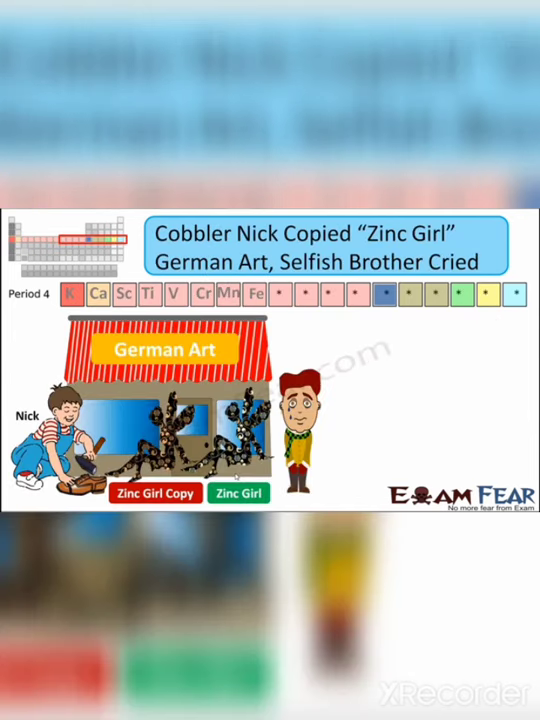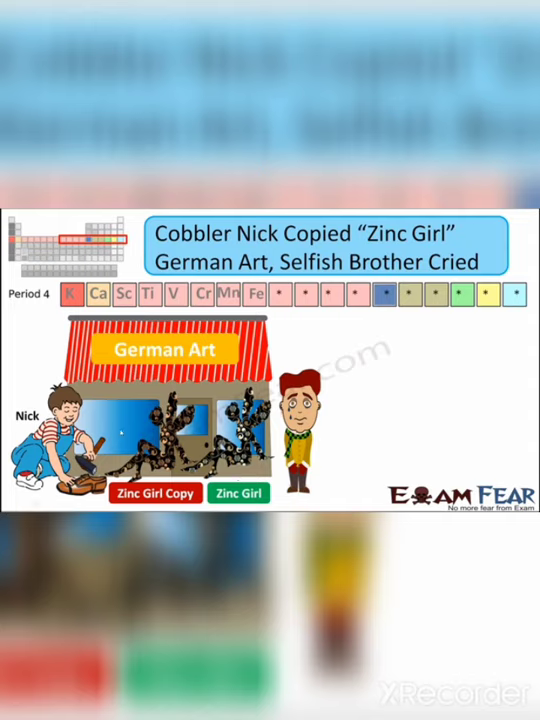Let's move on to the next half of period 4 elements. So can you guess by looking at the image on the screen? Here we see a cobbler named Nick, and we also see an art gallery, some German art gallery where you have some zinc girl statues, and we also see another guy who is kind of in tears, is crying. So the story here is: cobbler Nick copied zinc girl German art, selfish brother cried.